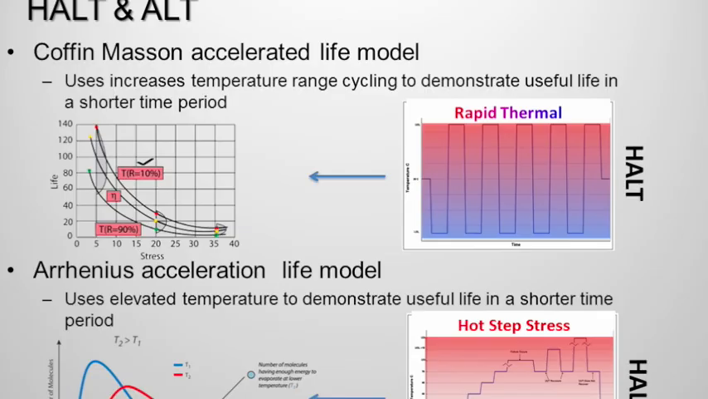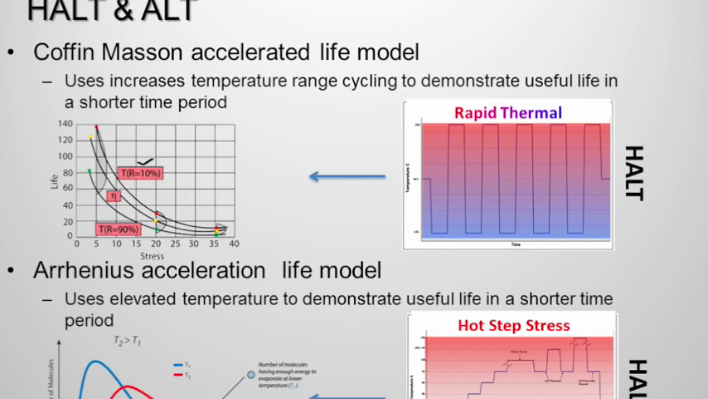So the Kaufman-Manson model uses increased temperature range cycling to demonstrate useful life. I've used this model commonly when I have a product that I believe its primary wear-out failure mode is driven by temperature change. So we're looking at a product that breaks down because of thermal expansion and contraction. And this can turn into a very high physical stress if you have dissimilar materials that are in contact with each other, or a large mass that's going to have a big temperature gradient from outside to inside as you go through a rapid thermal transition.